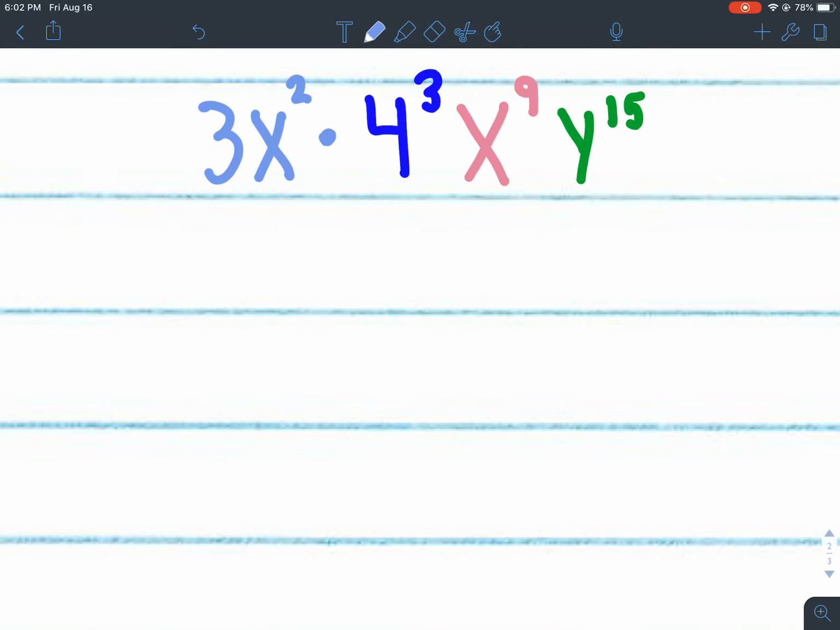So now I have this, and I want to look. Well, what things do I have in common? Well, the things I have in common, I do have some x's that are the same. I have the same base here. So I'm going to go ahead and talk about that.